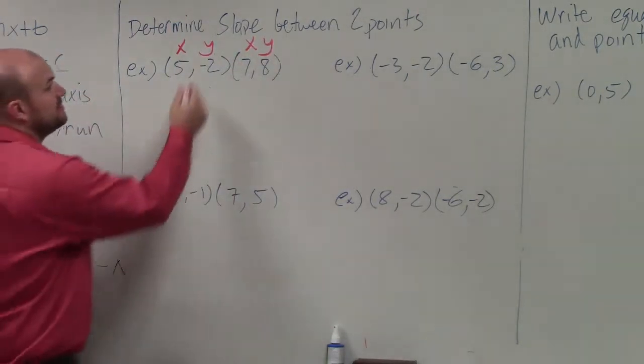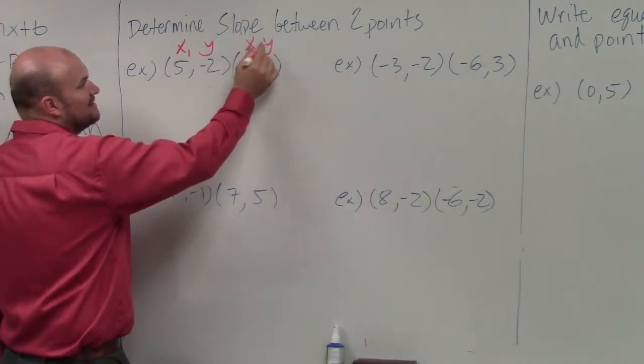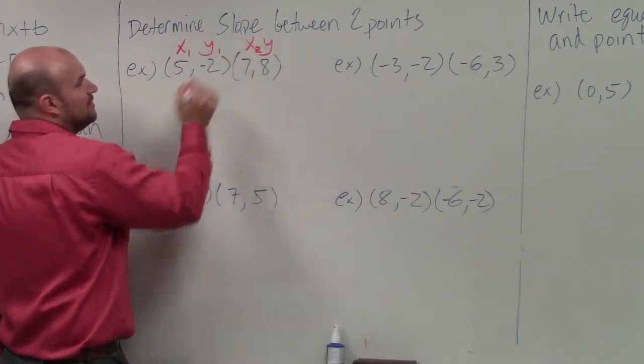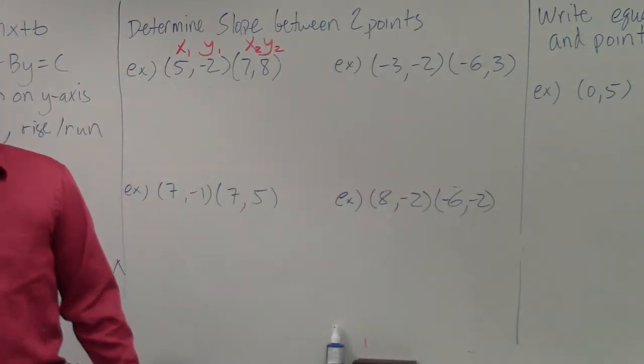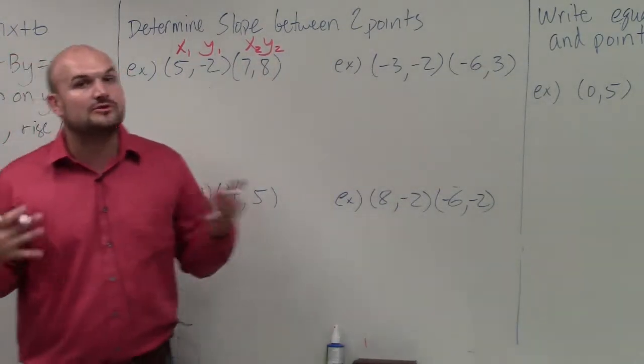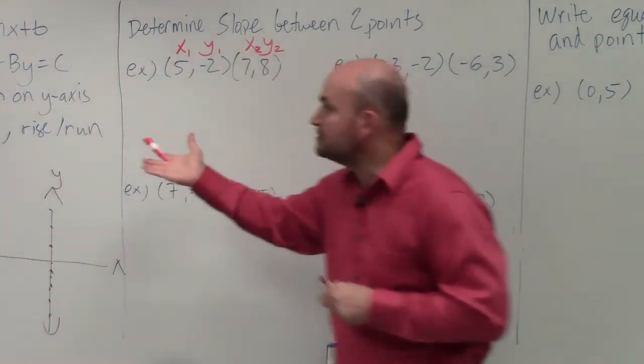So to determine between those points, we use subscripts. We'll call this one x1, and this one we'll call x2. This coordinate point we'll call y1, and this one we'll call y2. And it doesn't matter how you want to label them as long as you are consistent. OK? The next thing that I also gave you was using the slope formula.